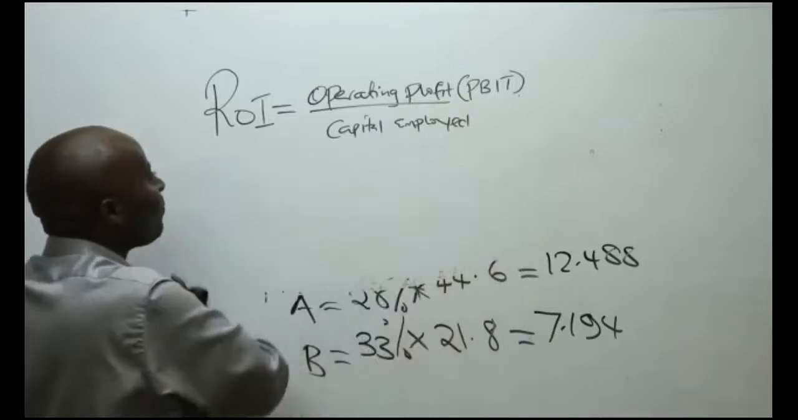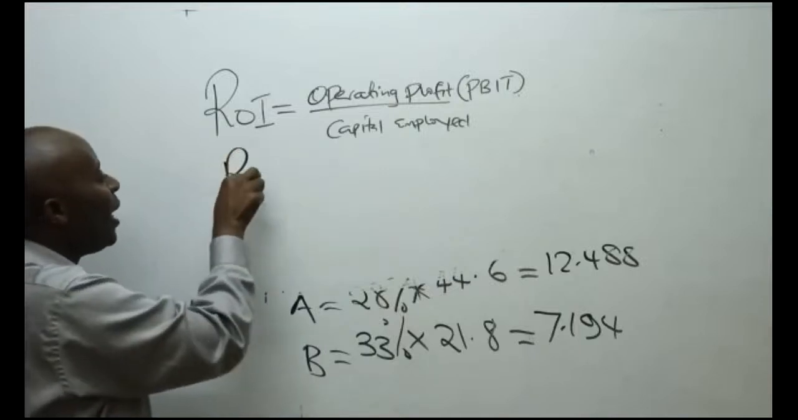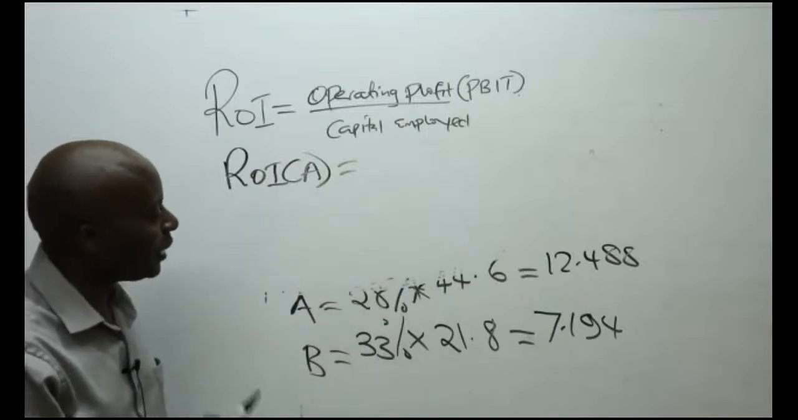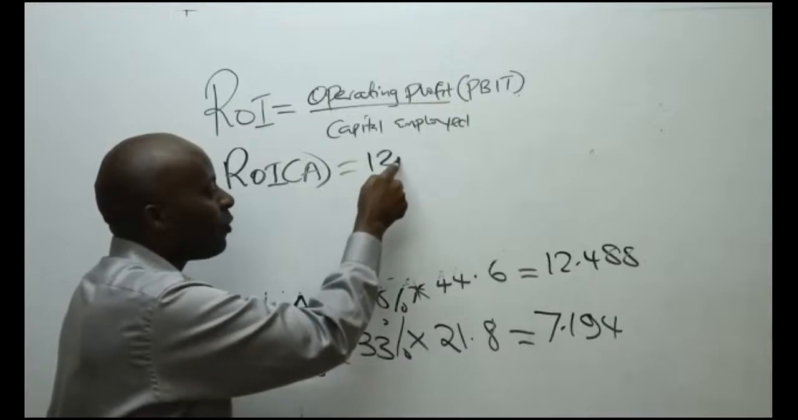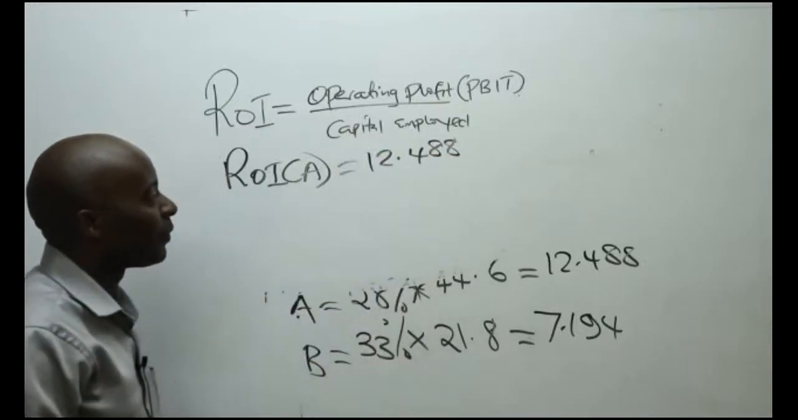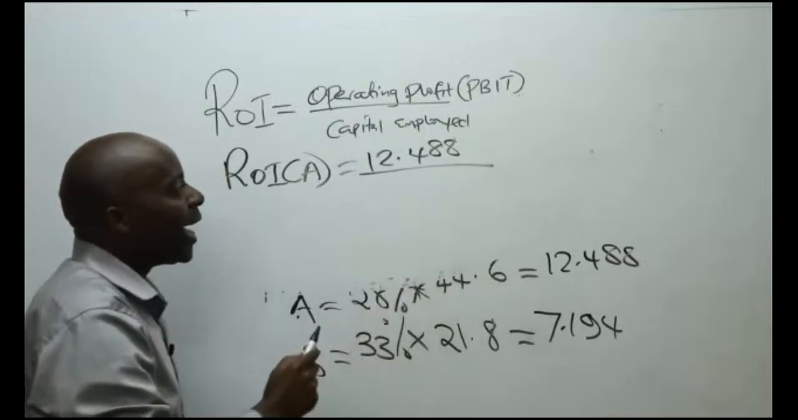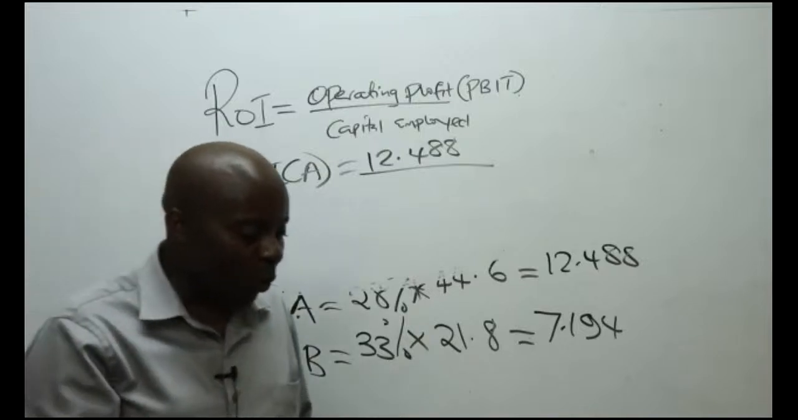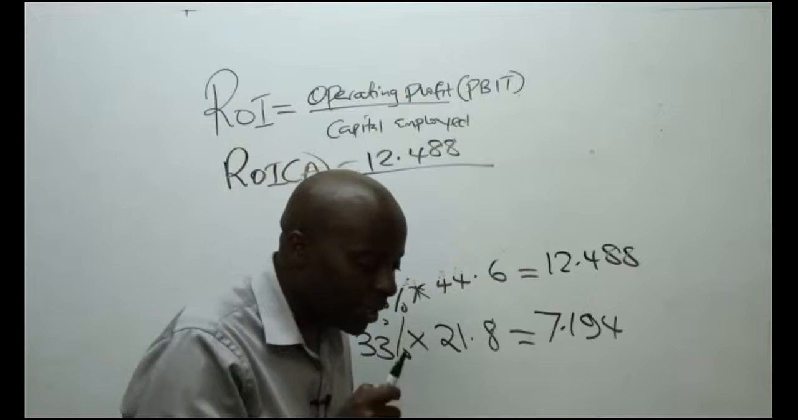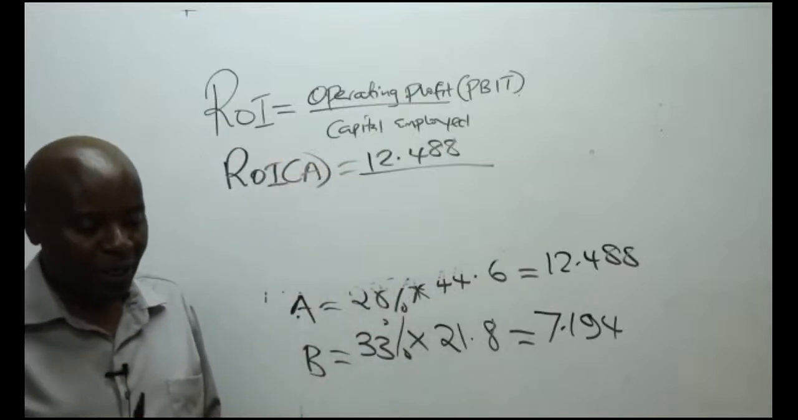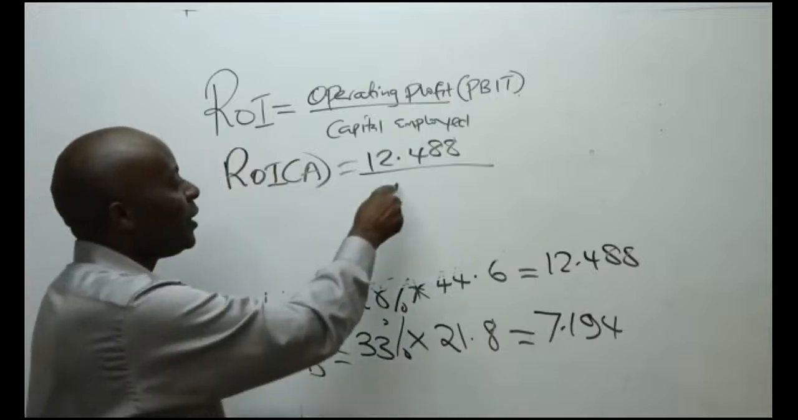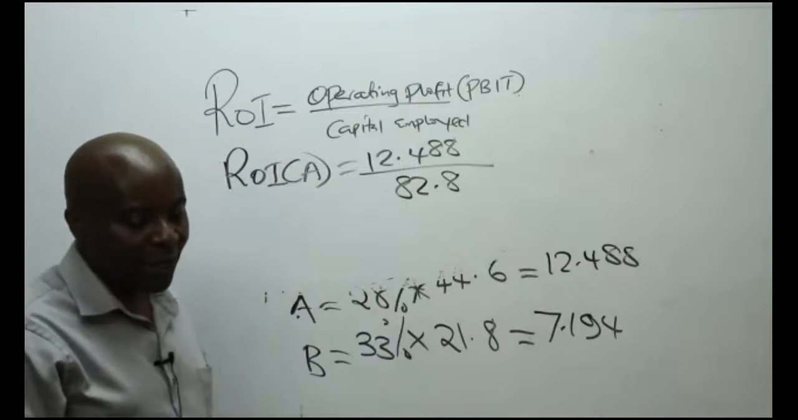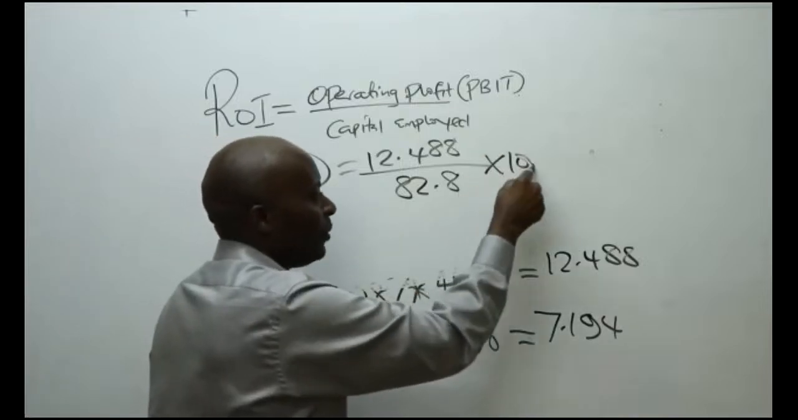So ladies and gentlemen, come and give us ROI for company A. Do we have the profit before interest and tax? Yes, I can see it here. It is 12.488. Divide this by the capital that was employed in division A, which is 82.8 from the question paper, times 100.